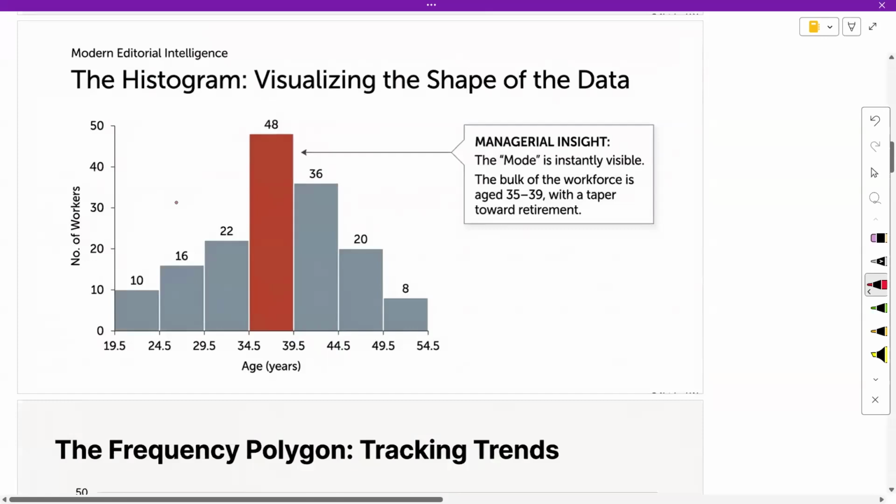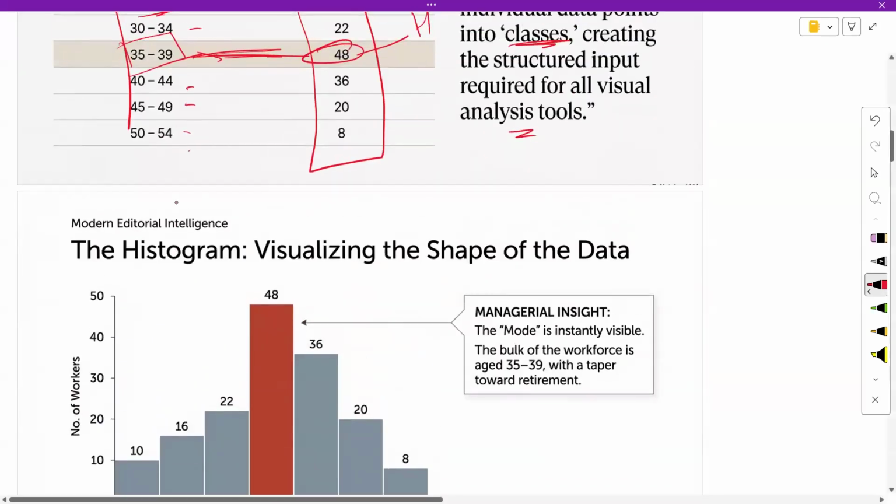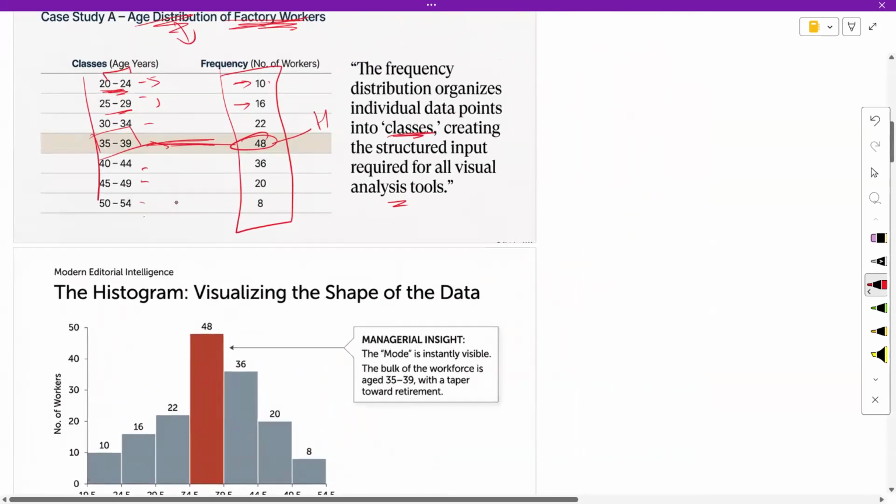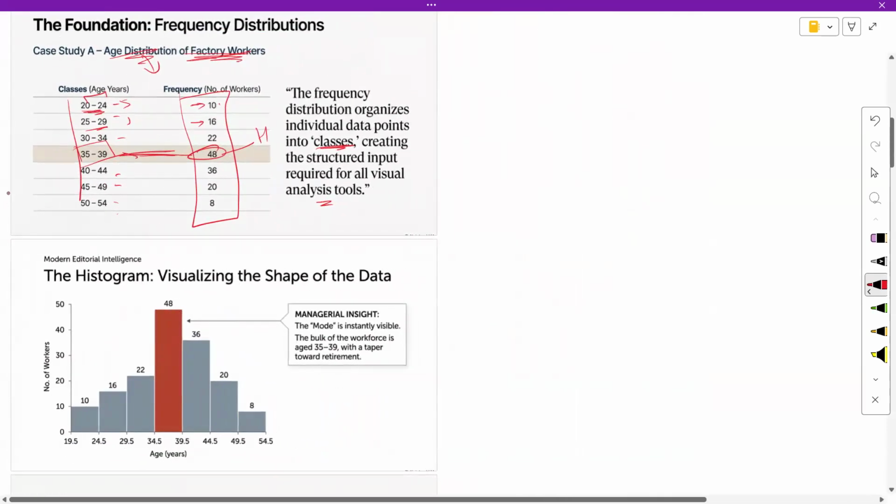The histogram visualizes the shape of the data, right? Here, this data set is converted into a histogram. When you look here, the frequency is located here. What is frequency? Number of workers. And the age group. Here, how many groups? 1, 2, 3, 4, 5, 6, 7. There are 7 age groups.